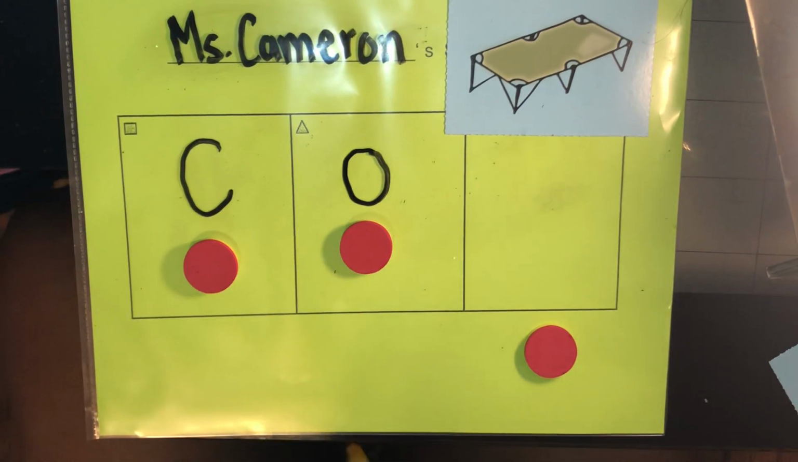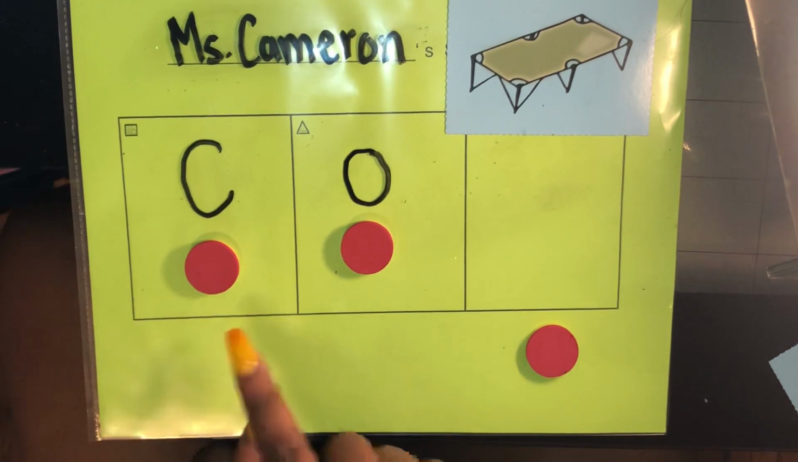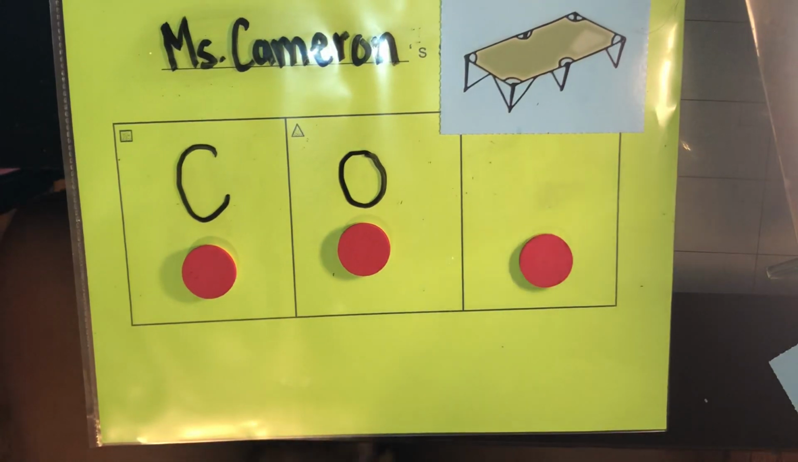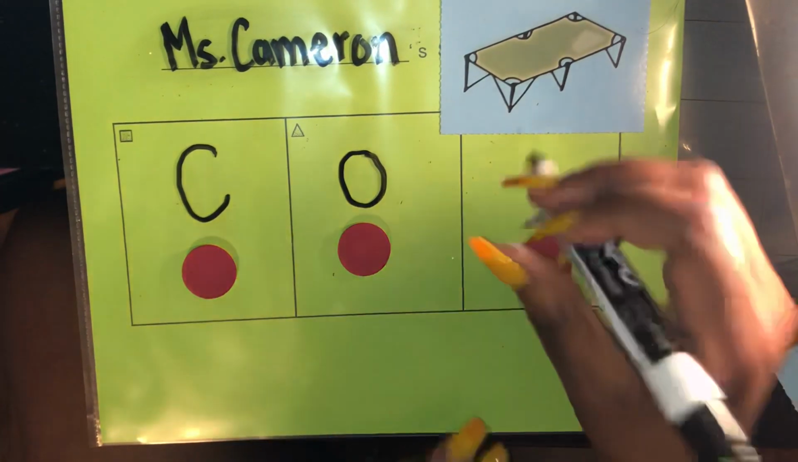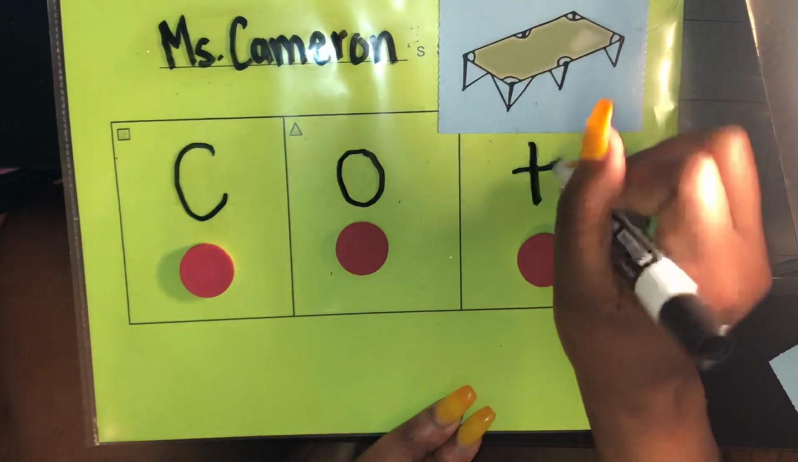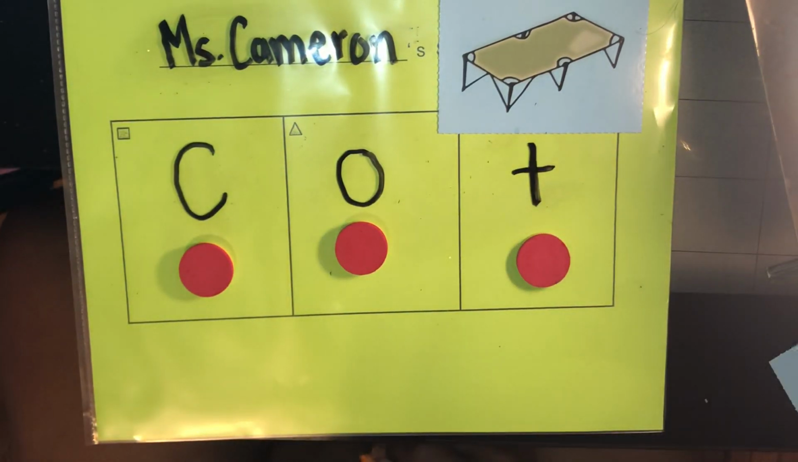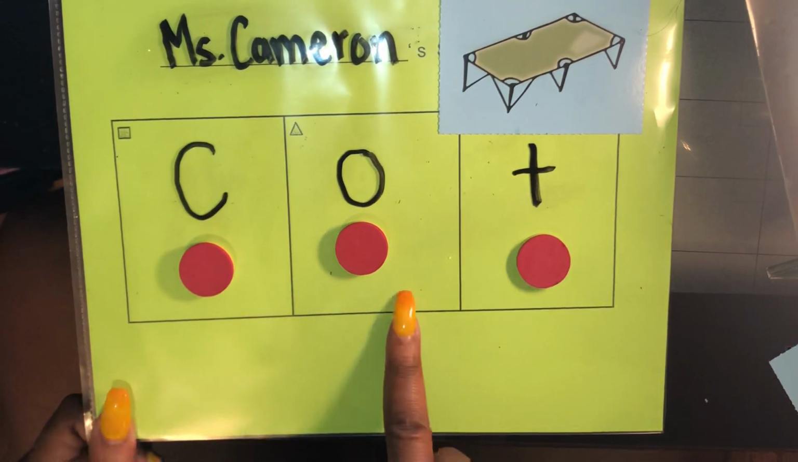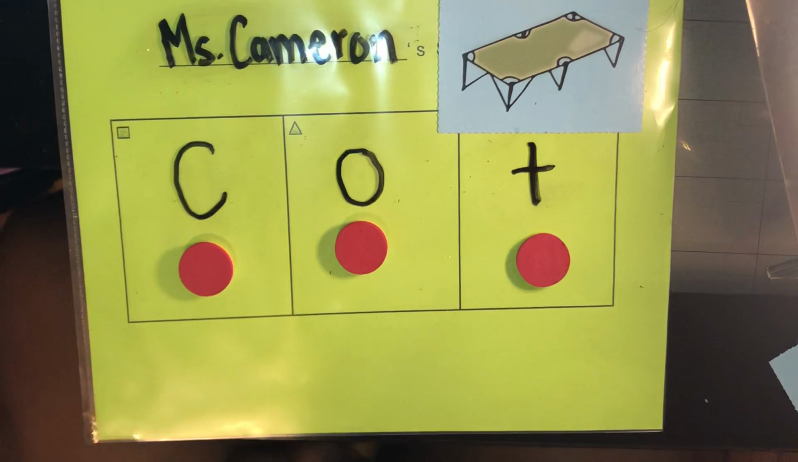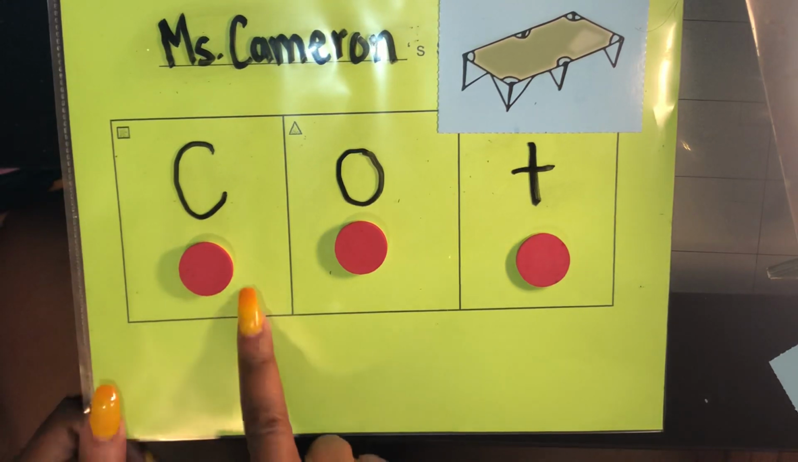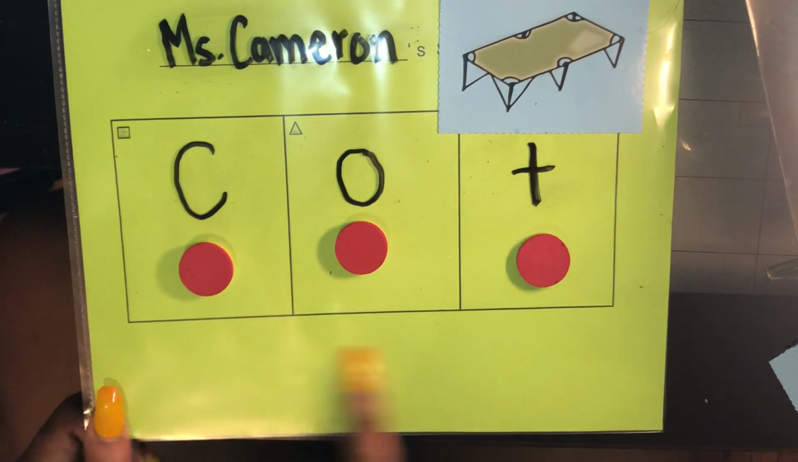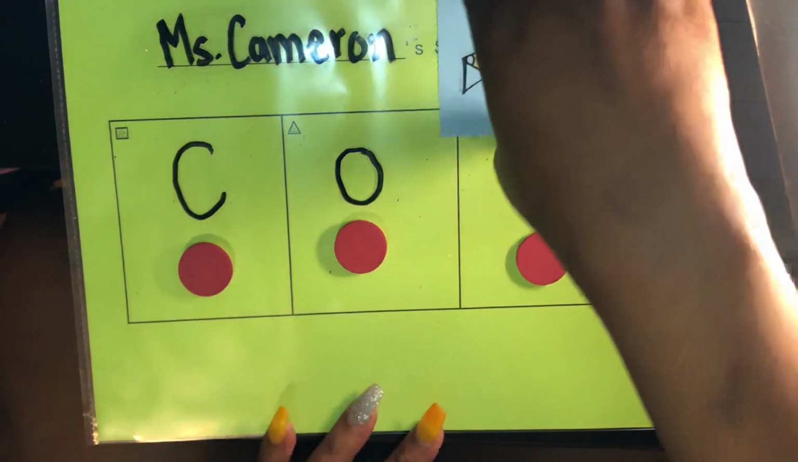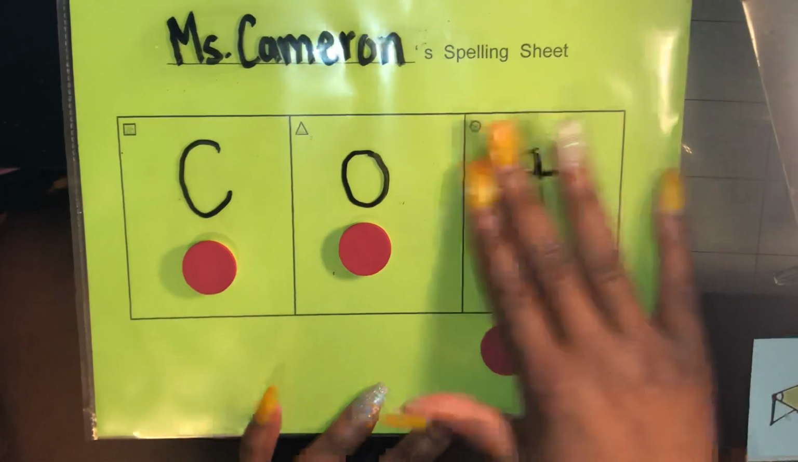Ka. Now let's do our last letter. Kat. Did you write the letter T? Yep, because T makes the T sound. Now let's stretch out all the sounds in the word caught. K-a-t, caught. Now your turn. Great job, boys and girls. Now let's do our last word for today.